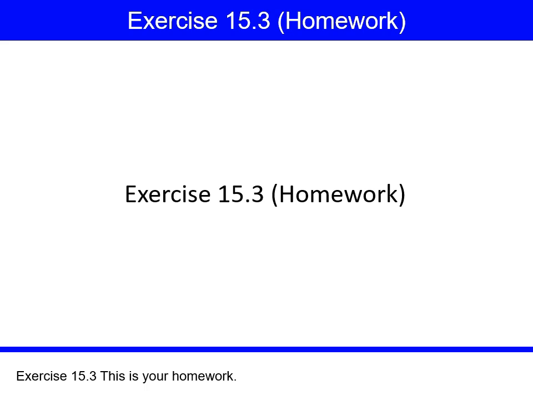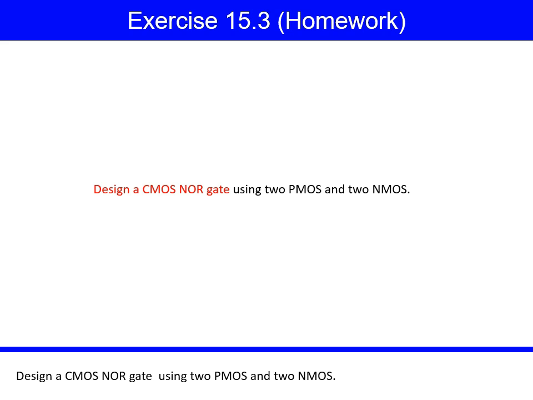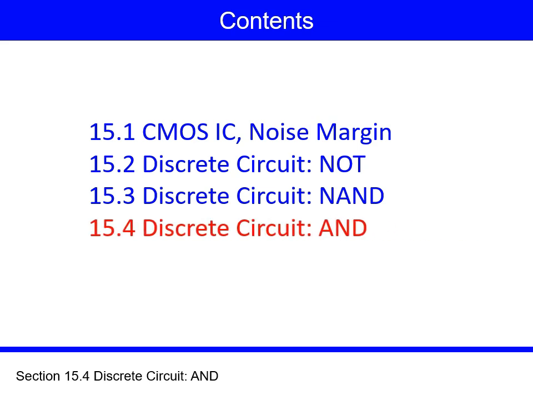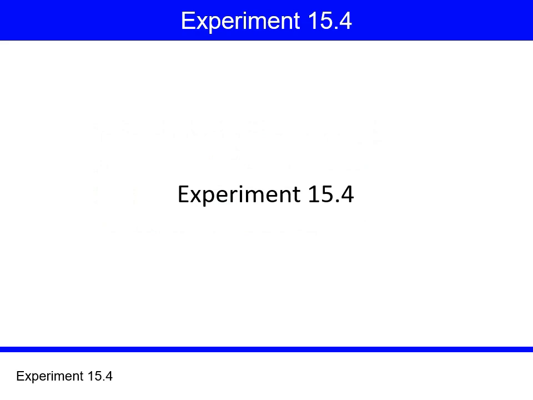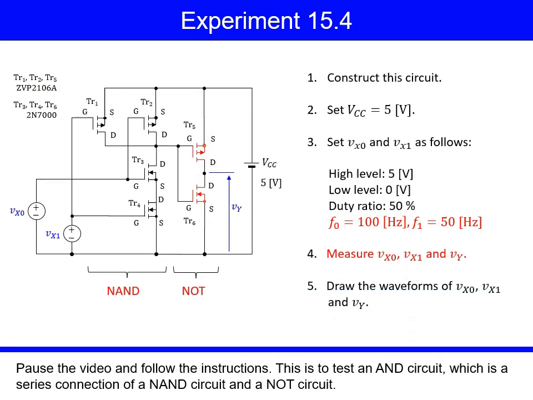Exercise 15.3. This is your homework. Design a CMOS NOR gate, using 2 PMOS and 2 NMOS. Section 15.4. Discrete circuit, AND. Experiment 15.4. Pause the video, and follow the instructions. This is to test an AND circuit, which is a series connection of a NAND circuit and a NOT circuit.